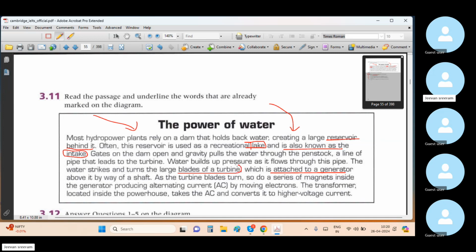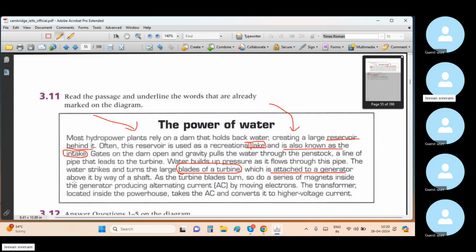Are they blades of turbine? Right, turbine which is attached. Maybe generator might contain the turbine also, no, attached, no? So let's see any other. Can we write turbine or not? If the large blades of turbine are actually attached to generator, you can't write large blades of turbine in the blank.